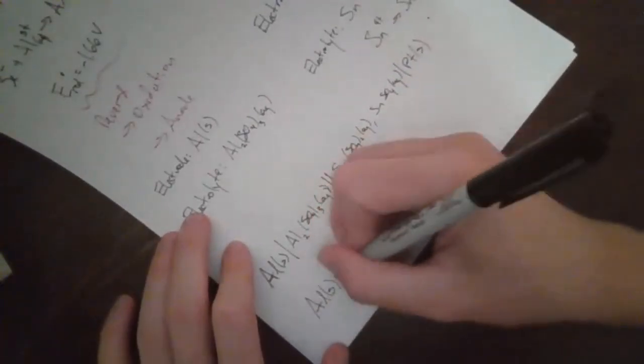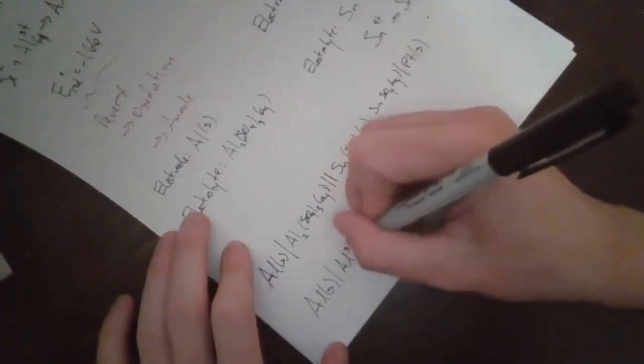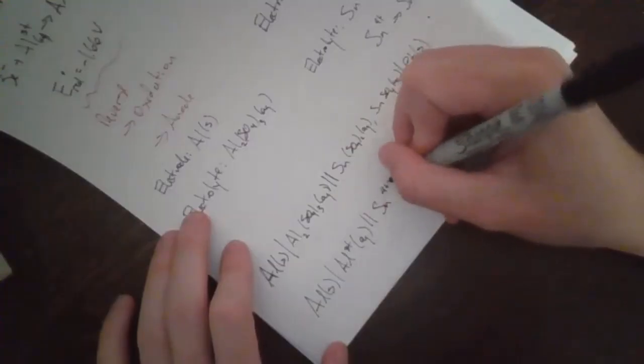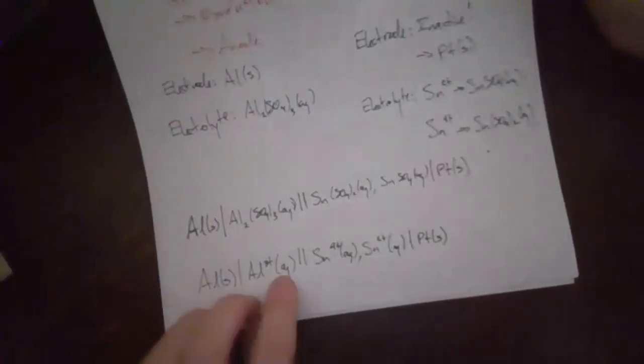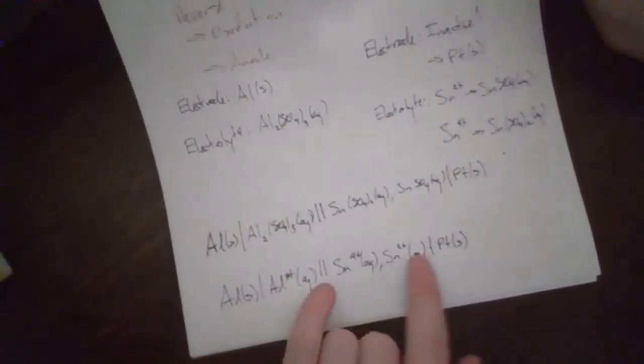So we can write it, these we've included the salts explicitly. We can also write it a little bit differently. We can say aluminum, we can say Al3+ aqueous, vertical lines, Sn4+ aqueous. We still use a comma, Sn2+ aqueous, vertical line, and then platinum.